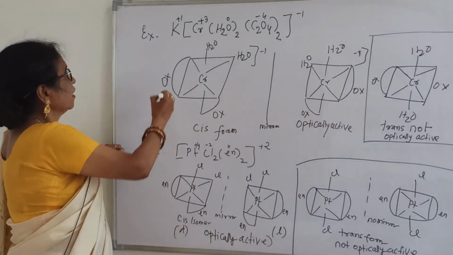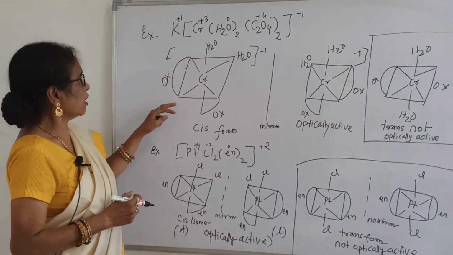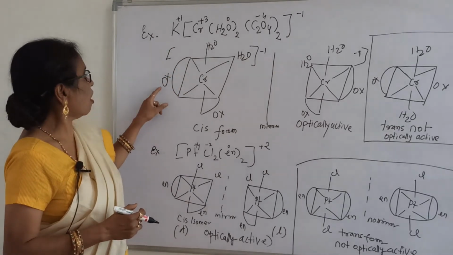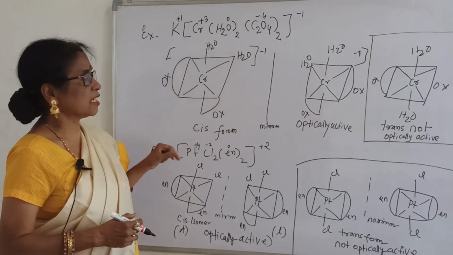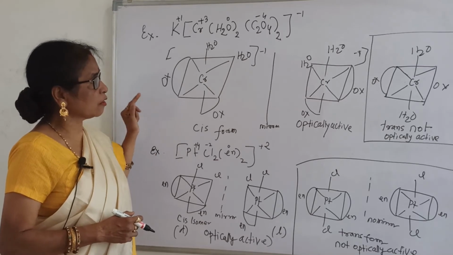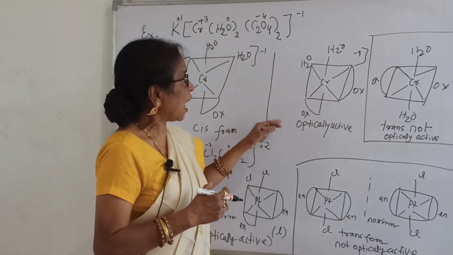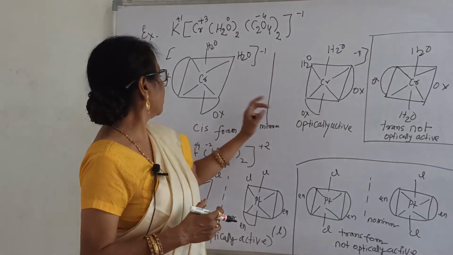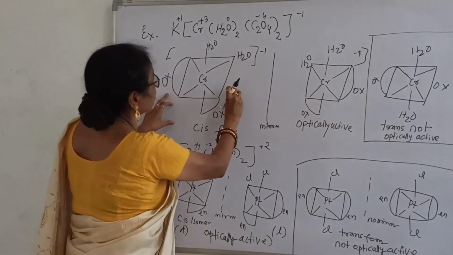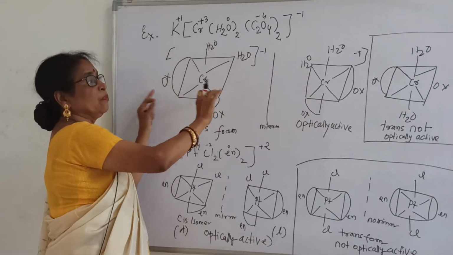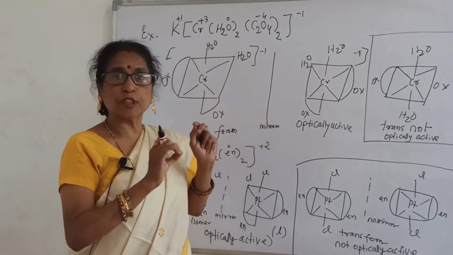So what happened here? How can you write the cis isomer and trans isomer? First you write the cis isomer, oxalato, water, and that is why it is cis form. Cis form can form a mirror image. That means it is optically active. So here you can see this one jumps to here, this oxalato ion jumps here, this water jumps here. That means it can form a mirror image. This is optically active.